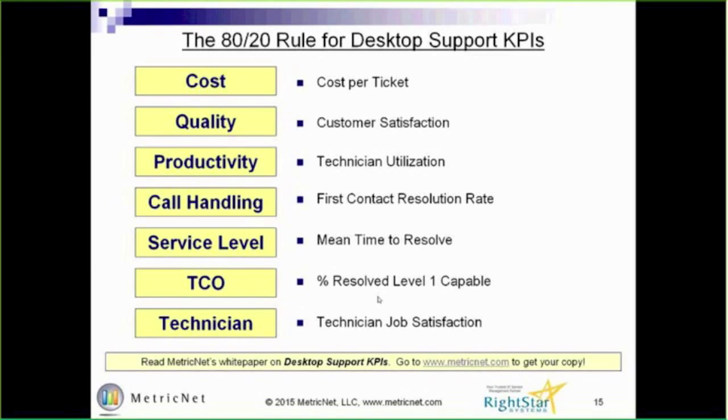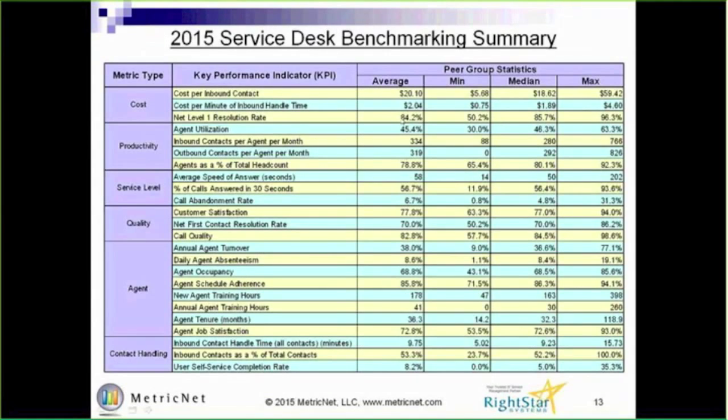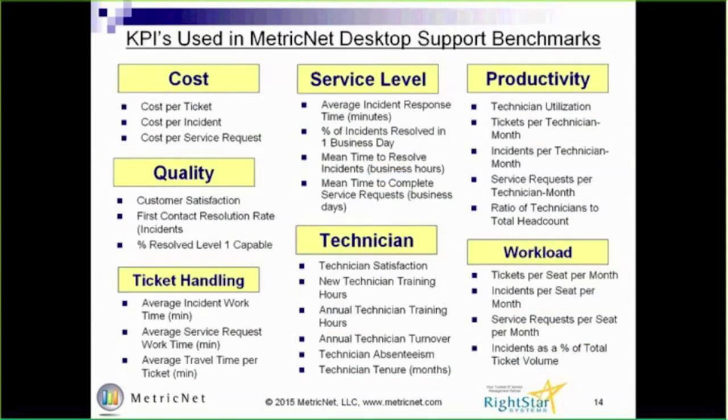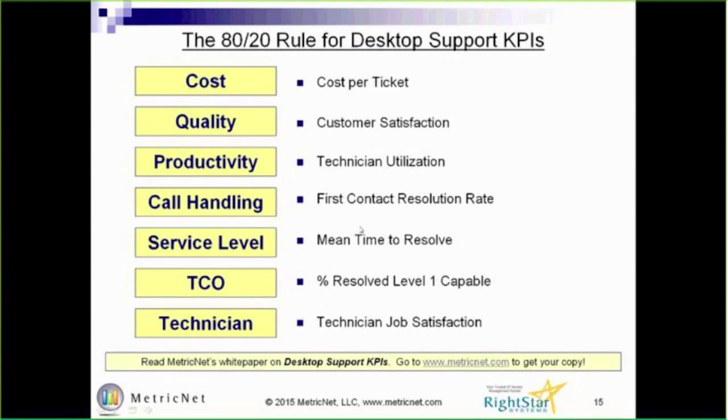Why is this important? Well, because if we go back here and we look at the cost of resolution at level 1, globally it was $20. Cost of resolution at desktop support globally was $67. So if you're resolving tickets at desktop support that could and should have been resolved at level 1, you're incurring additional costs. These are expensive defects. So percent resolved level 1 capable is a measure of total cost of ownership.